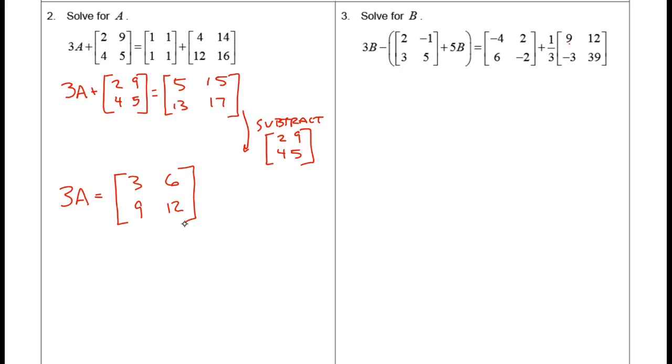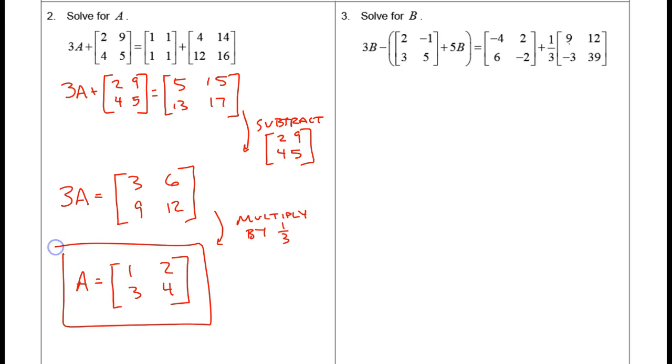Alright, so what do I do now to get A all by itself? Well, I haven't talked about matrix division. Normally you would think of this as dividing both sides by 3. But we can achieve the same thing if we multiply both sides by 1/3. If I multiply the left-hand side by 1/3, I get A. If I multiply the right-hand side by 1/3, I'm going to get 1, 2, 3, 4. Isn't that convenient? So instead of thinking of this as division by 3, we multiplied by a scalar 1/3.